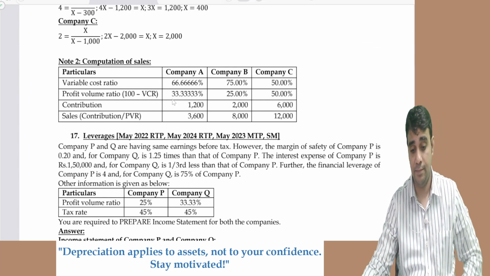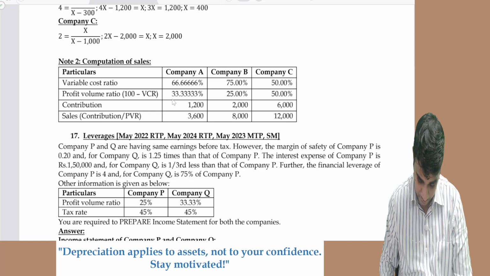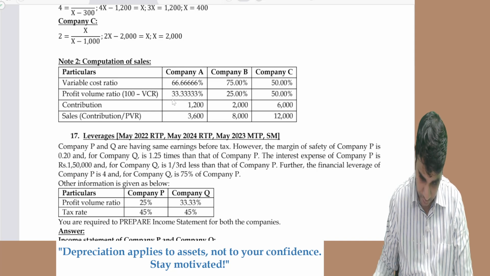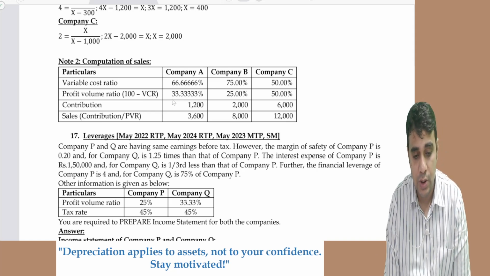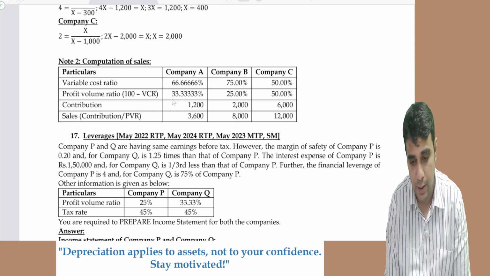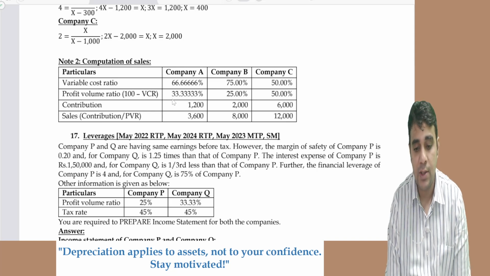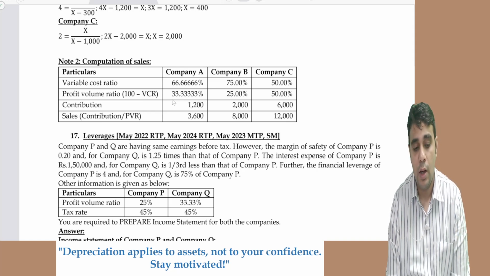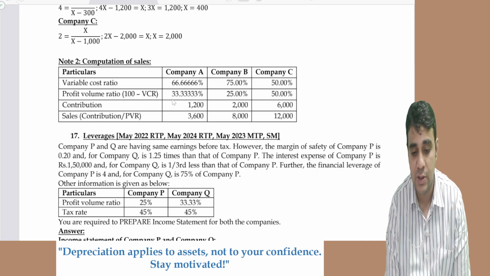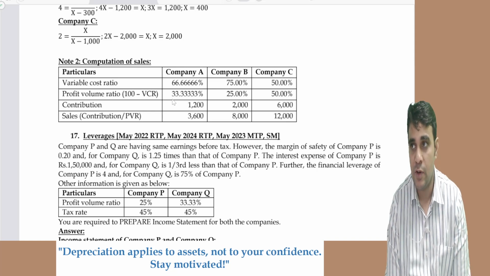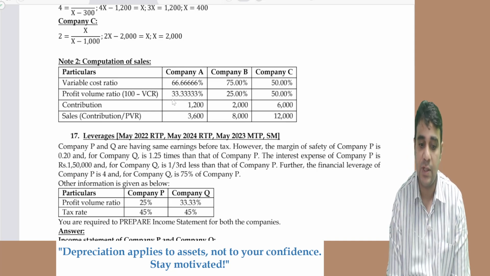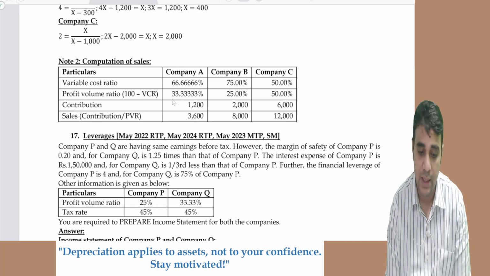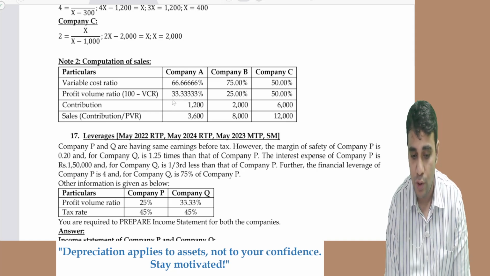Okay, let's come to 17. Company P and Q are having the same earnings before tax, same EBT. Margin of safety of company P is 0.2. Company Q is 1.25 times than that of company P. What is the use of margin of safety? Operating leverage. Yeah, 1 by MOS will give operating leverage. Interest expense is 1 lakh 50. Q is one third less than that of company P. Financial leverage is 4. Q is 75%.